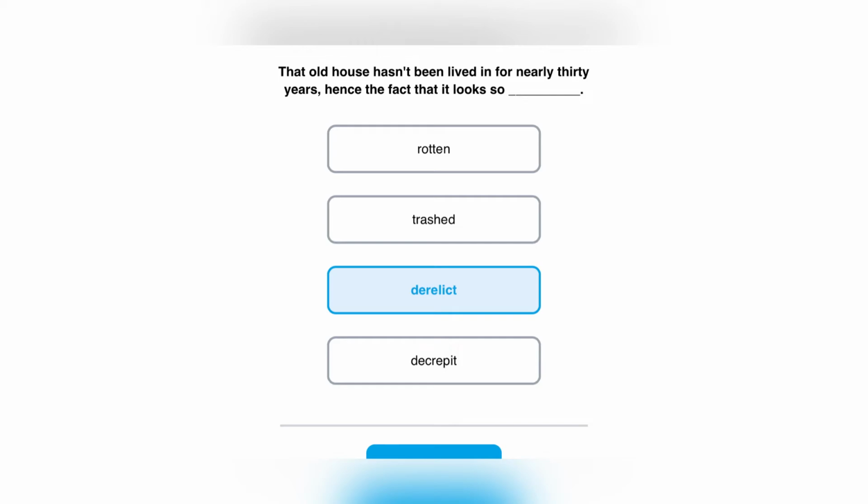Now, where people might get confused is derelict or decrepit. Now, derelict, the very definition of derelict means neglected, unused, and through disuse, things start to look a little bit old and worn out. So that's basically why the correct answer is derelict.